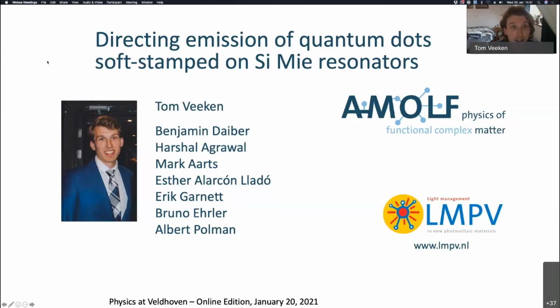So the title is on directing emission of quantum dots. So why would we actually want to be able to direct the emission of quantum dots?